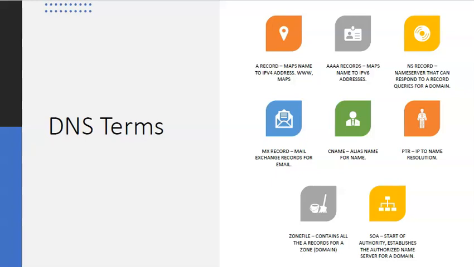Then we have NS record. It is a record of a name server that can respond to queries for a particular domain. Then we have MX record, which is a mail exchange record for email for any particular domain. Then we have CNAME, that is the alias name for a particular name. Then PTR, which is IP to name resolution. Then zone file, it contains all the A records for a particular zone or domain. Then SOA, that is start of authority. It establishes the authorized name server for a domain. Okay, so these are the most important terms which we need to understand when we are talking about domain security.